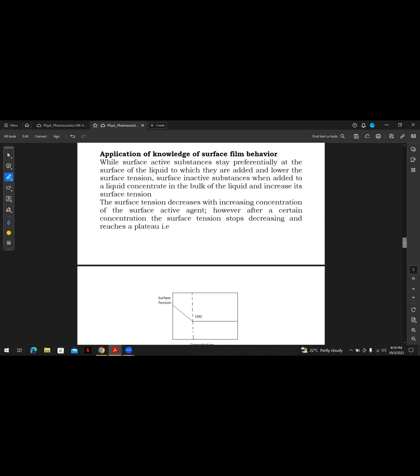Okay, surface inactive substances will work to increase the surface tension because they concentrate in the bulk of the liquid. However, surfactants will concentrate on the surface of the liquid, and this causes them to lower surface tension. So surface tension decreases with increasing concentration of the surfactant. However, at a certain concentration, the surface tension stops decreasing and reaches a plateau. So the table over there shows it, yeah?